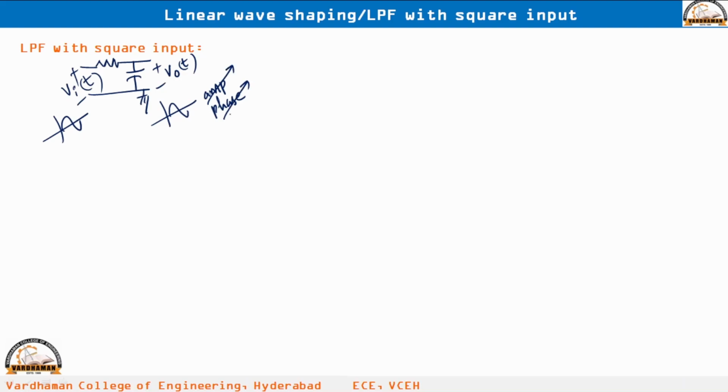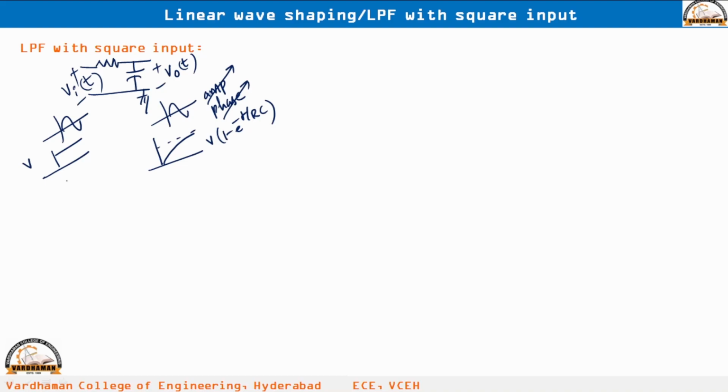Then we have provided a step input as the signal for the low pass filter. Because of the step input, what type of output did you get? An exponentially increasing signal. And the expression we have given for this one is V into (1 minus e power minus t by RC), where V is the step change in voltage in the input, that is from 0 volts to V volts, a change in the input levels.